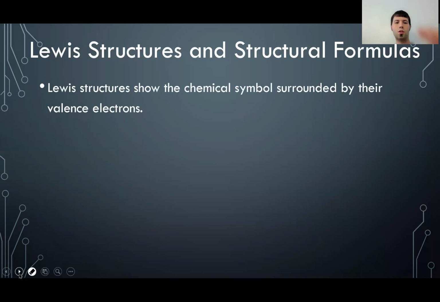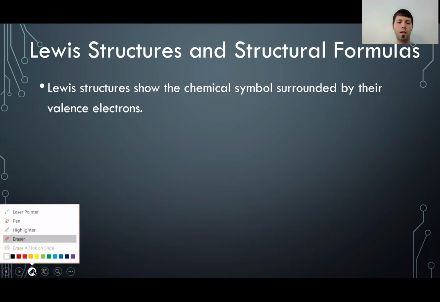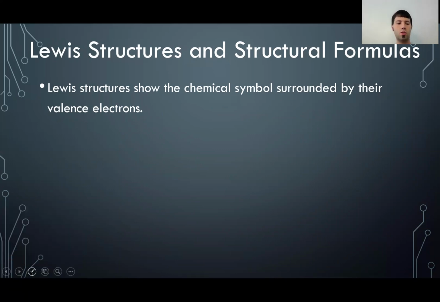So Lewis structures. A Lewis structure shows a chemical symbol surrounded by its valence electrons. What am I talking about there? Well, let me show you. And again, chemical formulas, the slide that I just went over, you guys are going to be doing a lot of work with that, but you're not going to be going through anything with Lewis structures. But let me show you what a Lewis structure would look like.